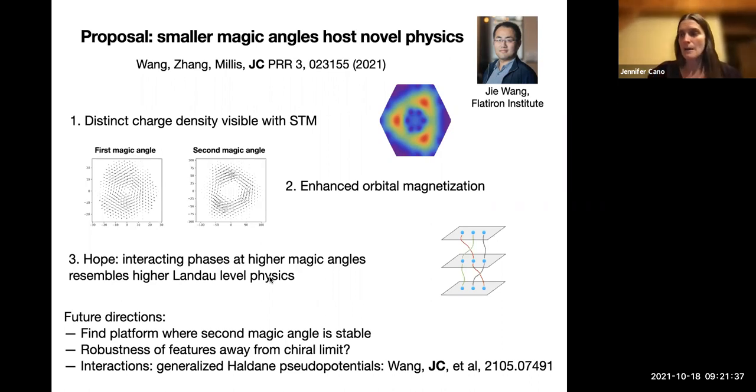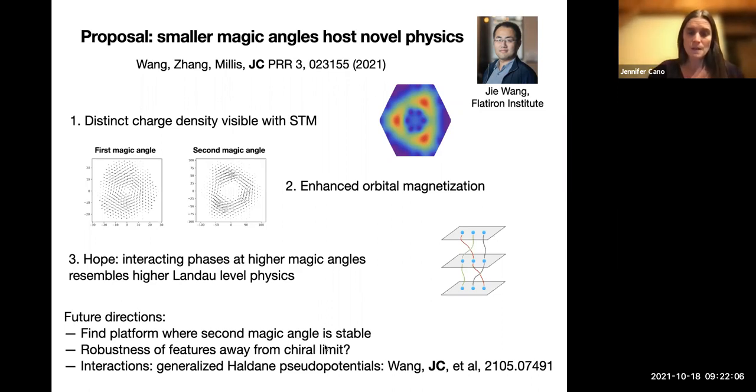And in fact, at very small twist angles, this rigid lattice assumption is likely to break down. So one of the major challenges is that we'd like to find a platform where the second magic angle is more stable. I think it's reasonable to think that this might be the case in twisted multi-layer graphene, because there the magic angles are actually larger. The first magic angle is larger, the second magic angle is larger. And so it's reasonable to think that the second and third magic angles might be observable.